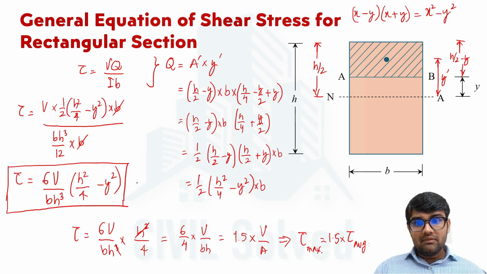So in this video, we have learned the general equation for shear stress in a rectangular section. And we also came to know where we are going to have zero shear, that will be the extreme fiber in a beam. And we also came to know where we are going to have maximum shear. That's actually at the neutral axis. So that's all from this video.